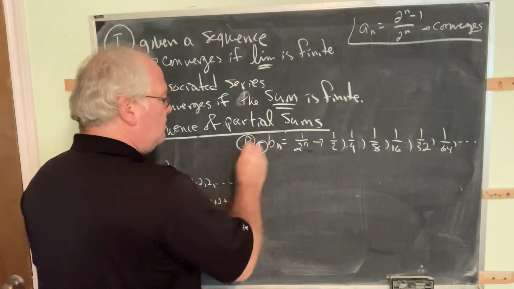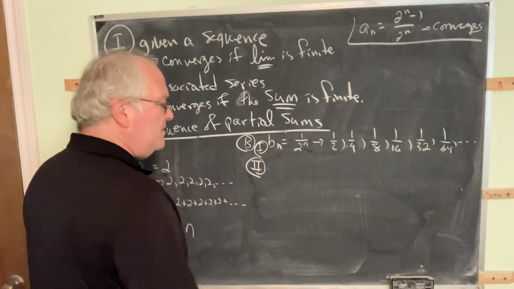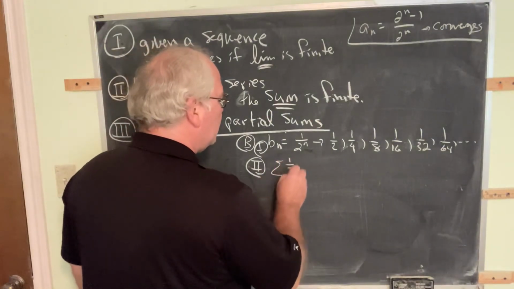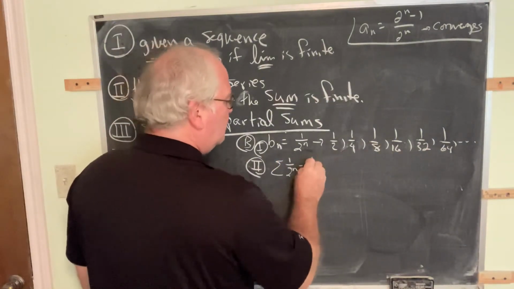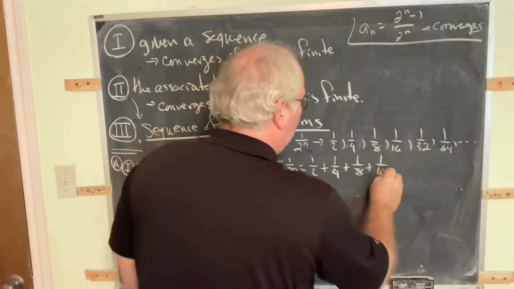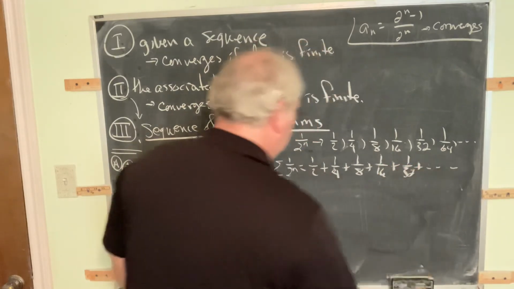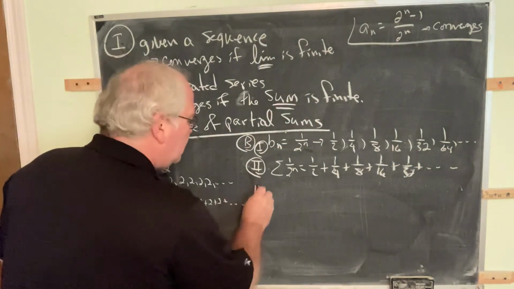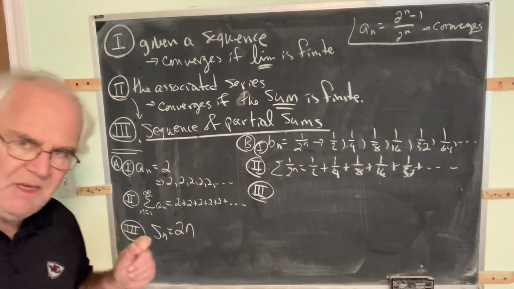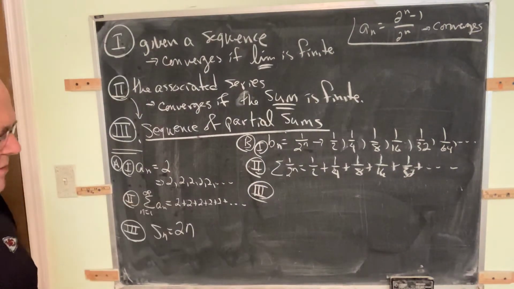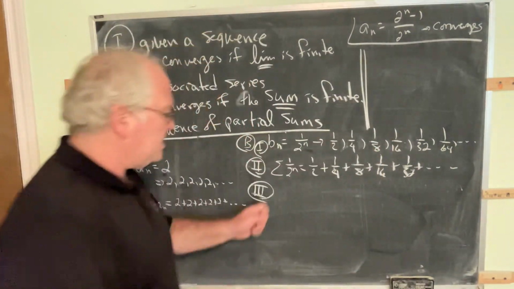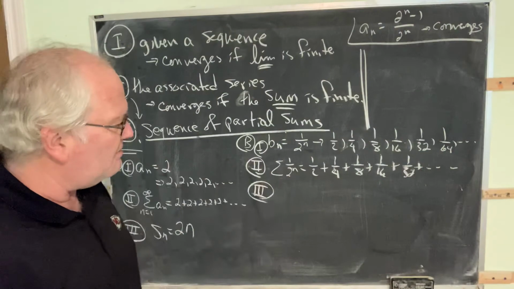So there's the sequence. The series is easy: just put pluses in between here, and so on. But now we want the sequence of partial sums. Now this is going to be a little bit more dicey than this little 2, 2, 2 all over the place. So let's go off to the side. I'm going to go up here a little bit and see if I have enough space to construct the partial sums.